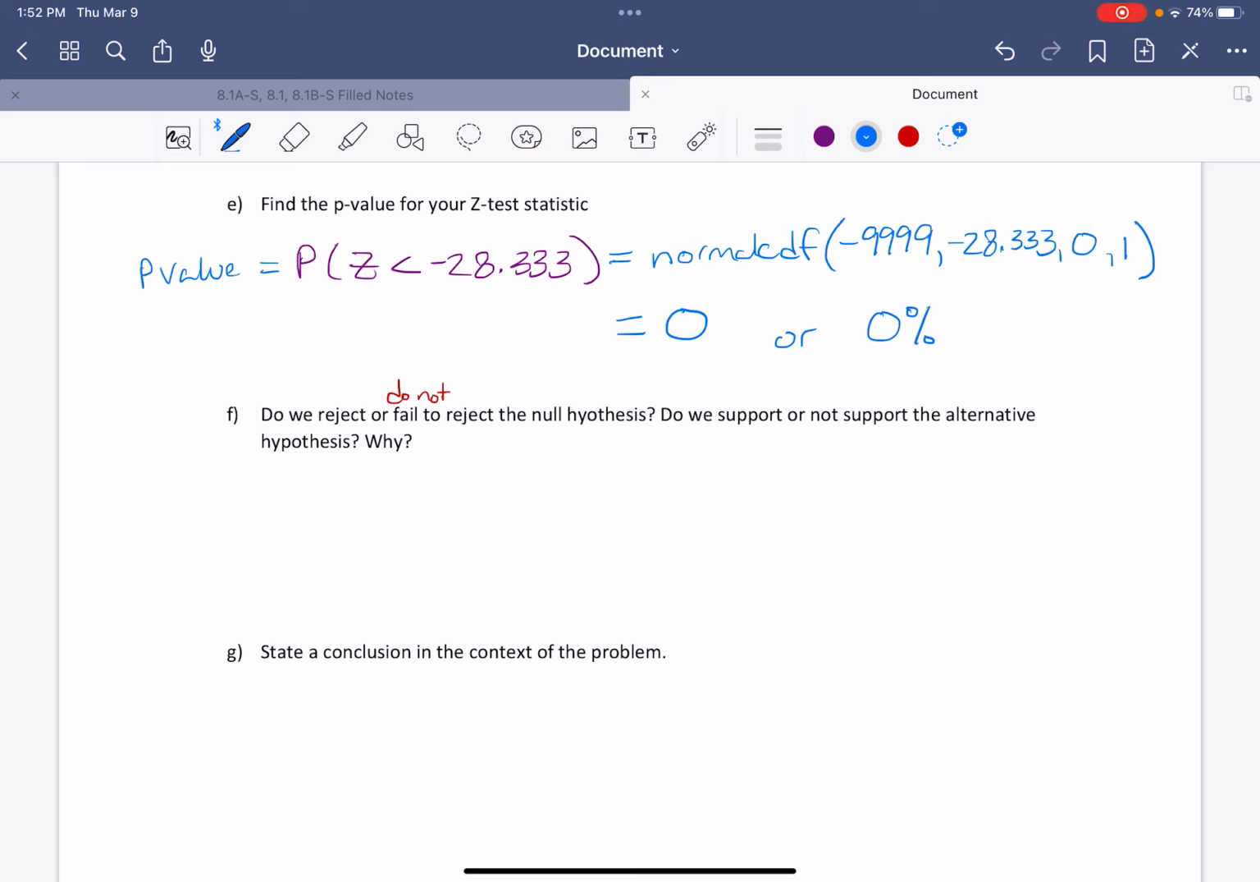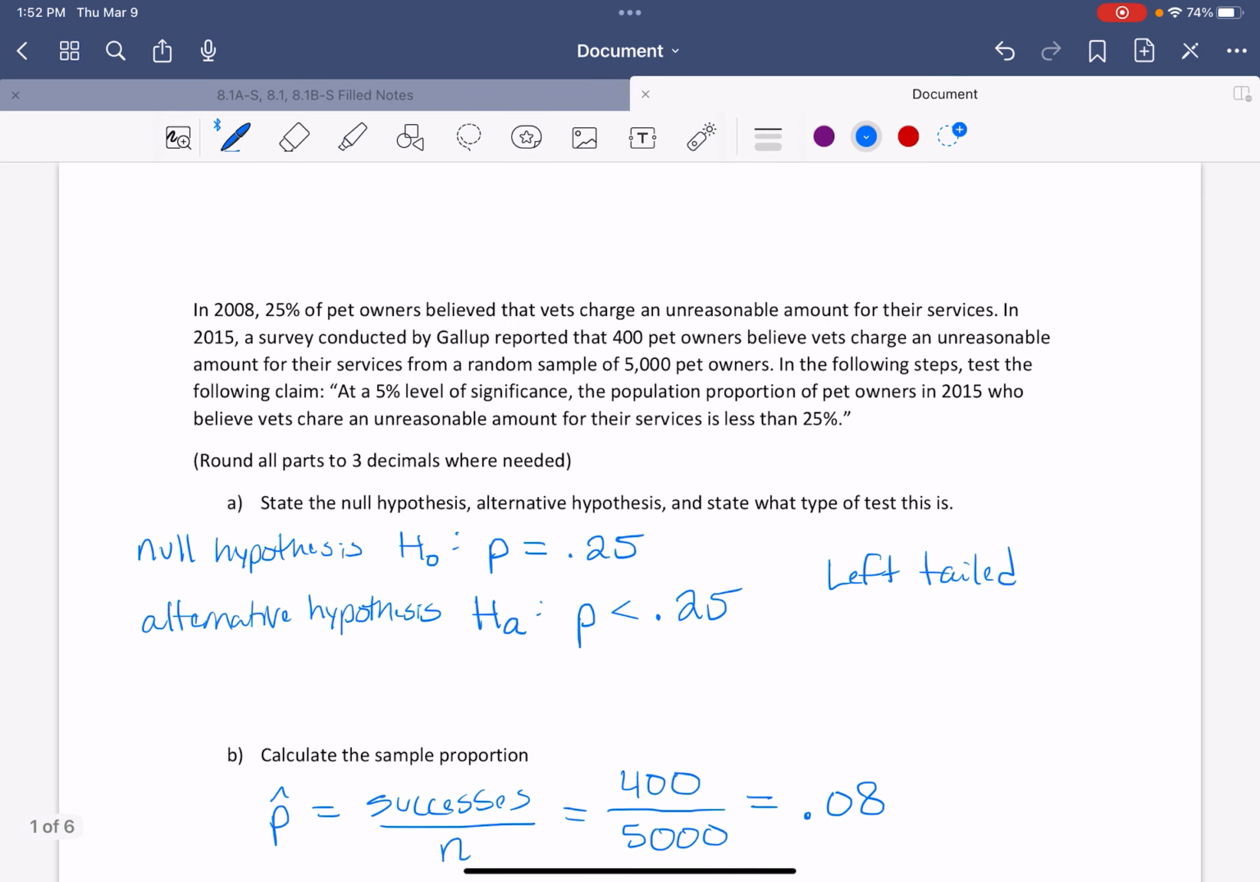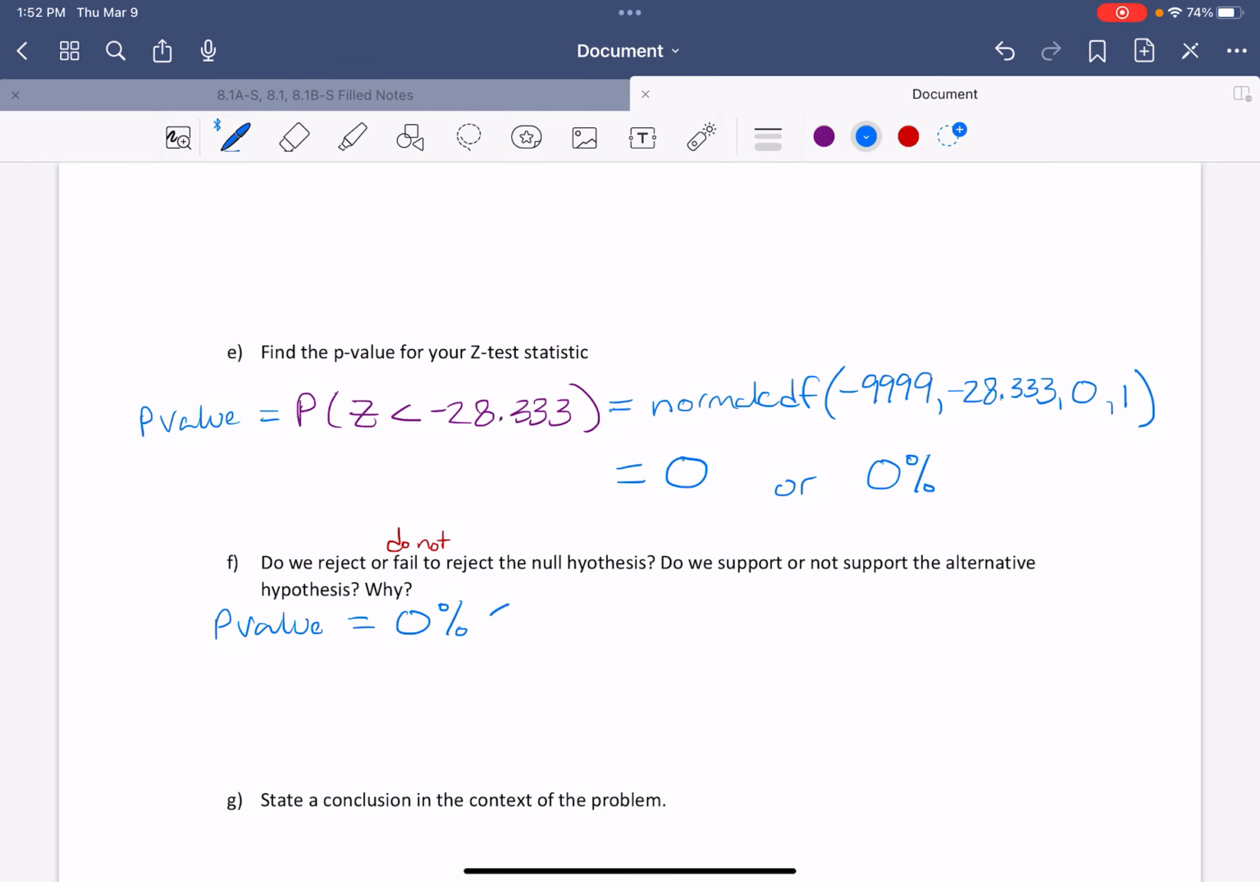Why? I personally like to start off with the reason why, which is we look at our p-value and compare it to our level of significance. So our p-value, which is 0%, what was our level of significance? 5%, thank you. Is less than or equal to 5%. So this is statistically significant or not statistically significant? It is statistically significant.